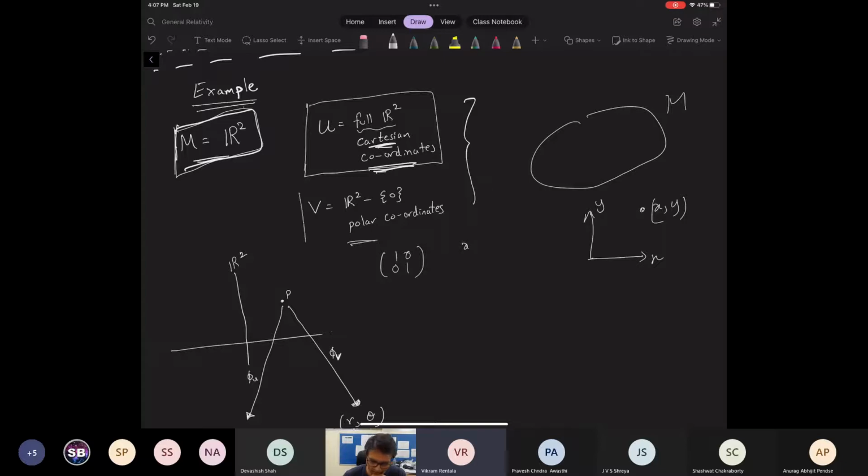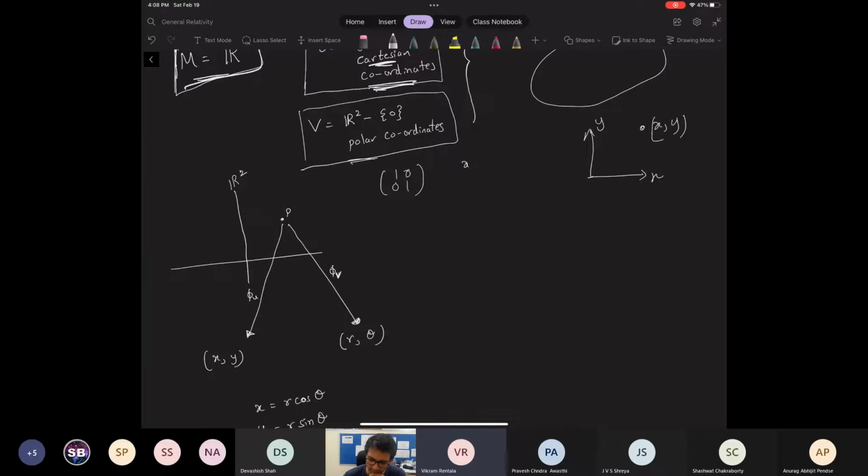The second option is to use polar coordinates. Okay, that's another thing that you're familiar with, right? The same point can be labeled instead by talking about its R coordinate and its theta coordinate. So instead of using an XY coordinate, I will use an R theta coordinate.